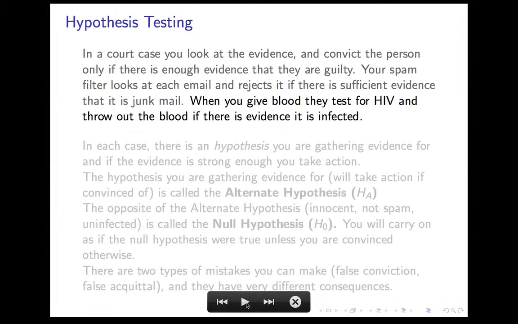A little bit different is what happens when you donate blood. They test your blood for HIV, and they will throw out the blood if there's evidence that it's infected. But if they're not sure, they will still throw out the blood. They would only keep it if there's a compelling case that it is not infected.